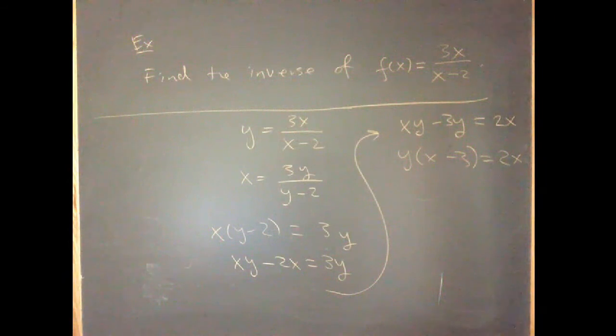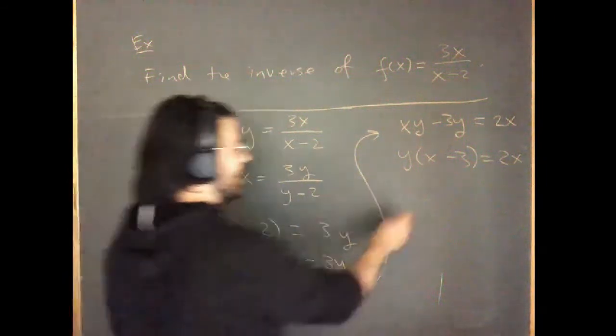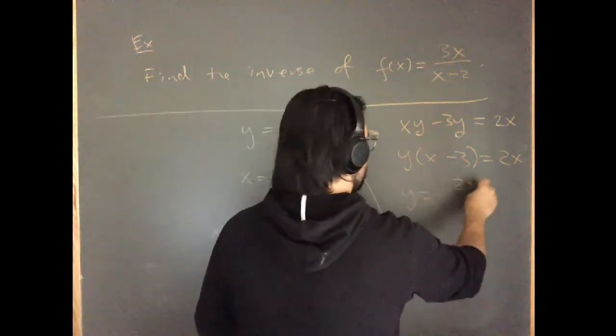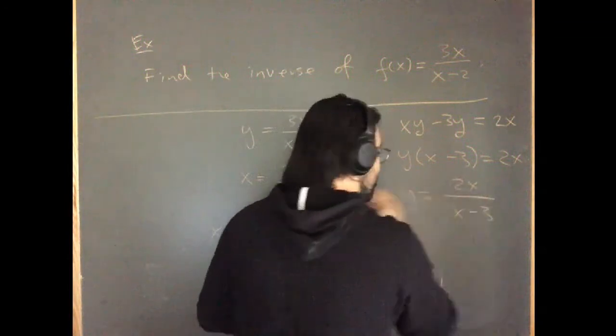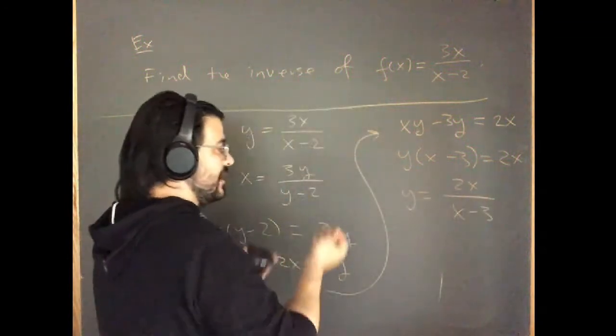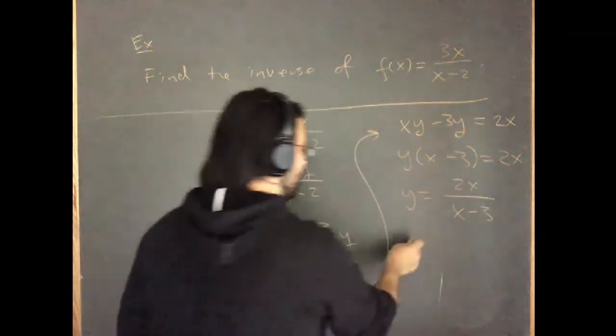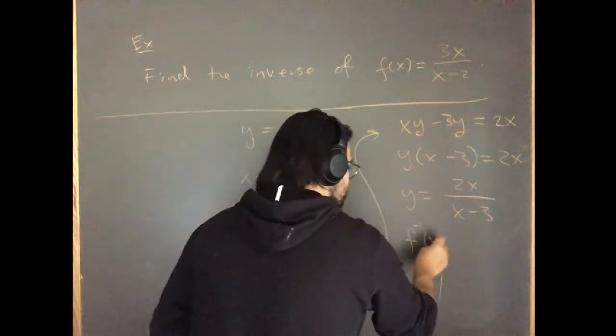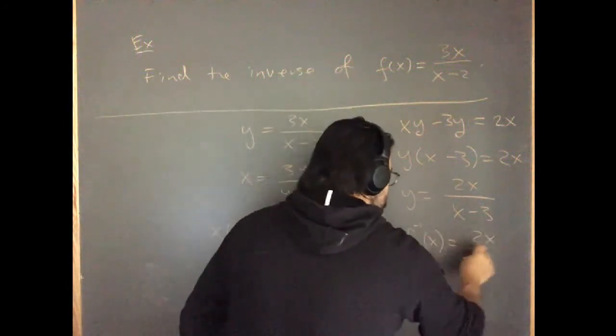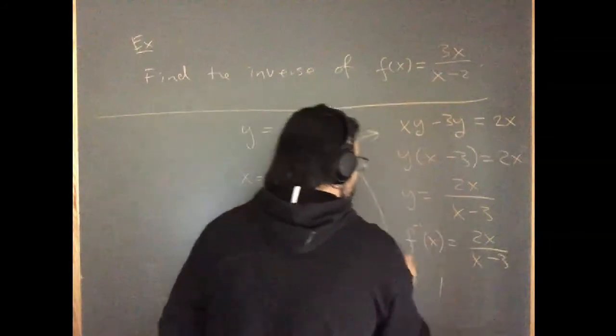Yes, that x minus 3 is the last term, and so we get y equals 2x over x minus 3. And then the last step is to realize this is the inverse, so now we would write it like this: f inverse of x is actually 2x over x minus 3.